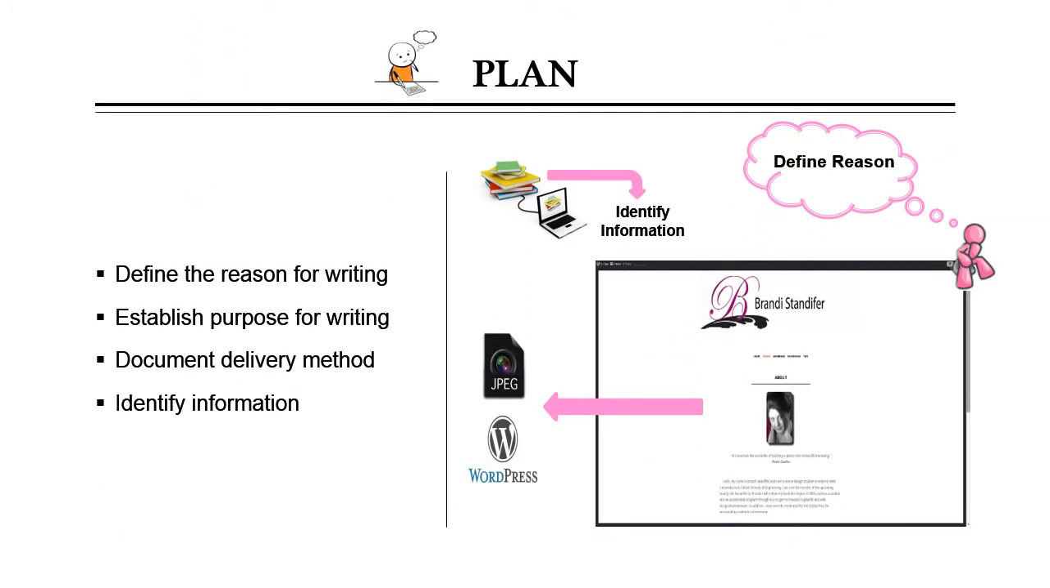The first step in the PSA is to plan your writing. The critical aspects of this step are: define the reason and the purpose for your writing, determine how you will deliver your work, and identify the information needed to complete the project. I designed the web page to communicate my skills as a designer to current or potential employers. I began by identifying what information was required for the site and what format I would use. Because the information was delivered through a website, I chose to format the graphics in JPEG files and publish the information to WordPress.